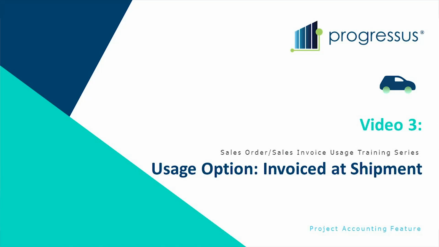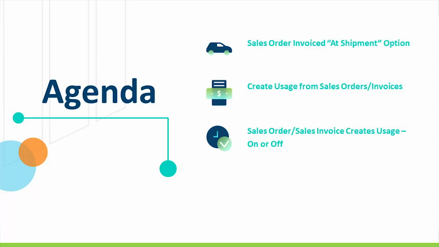In this video, we'll review how sales orders create usage in the project ledger, using the @Shipment option for Sales Order Invoiced. We'll cover the Through Project option in the 4th video of the series. We'll review the Sales Order Invoiced @Shipment option and how it works with the Sales Order Sales Invoice Creates Usage option both on and off.